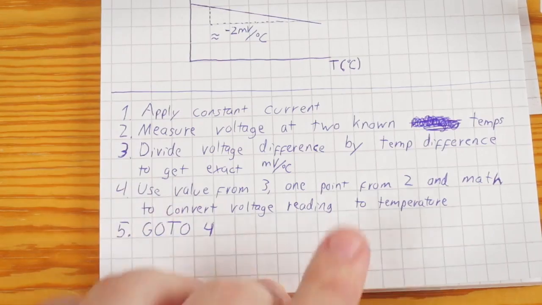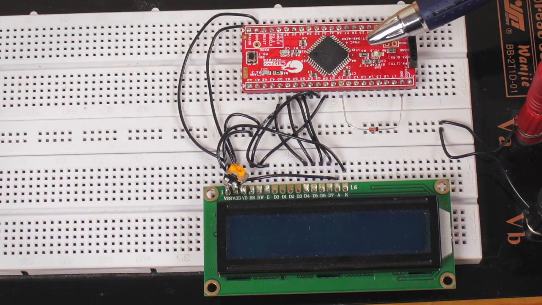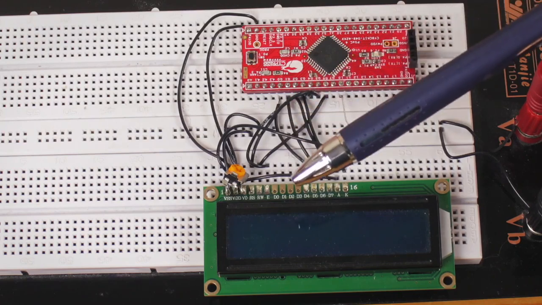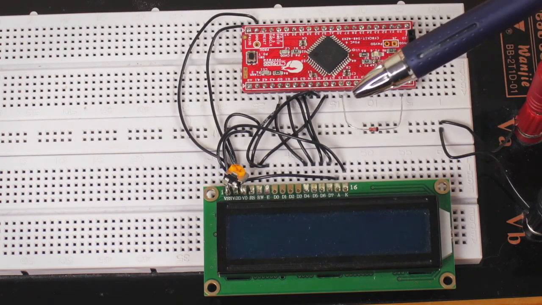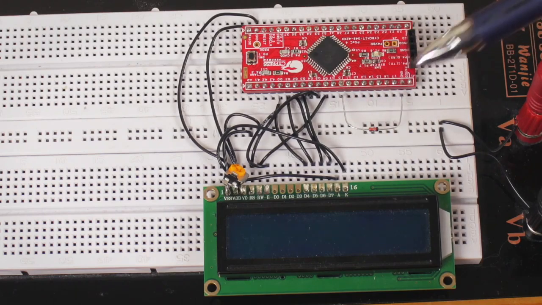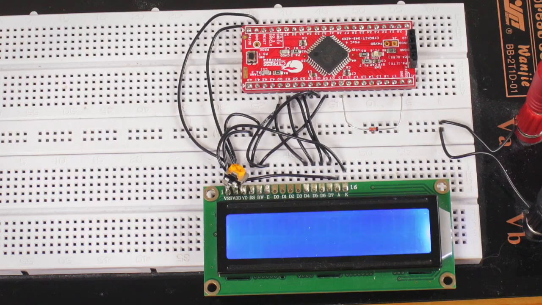For demonstration I'm using the PSoC's internal constant current source and the 12-bit ADC. I have also connected an LCD to show the calculated temperature values I'm getting from this diode, which is connected between ground and the output of the constant current source and the input of the ADC.